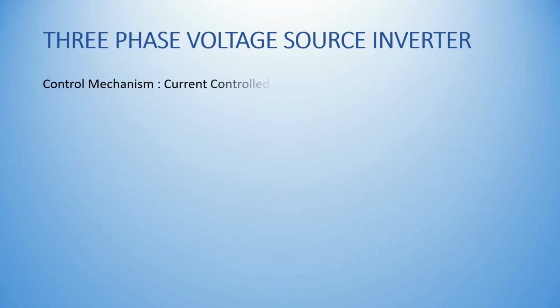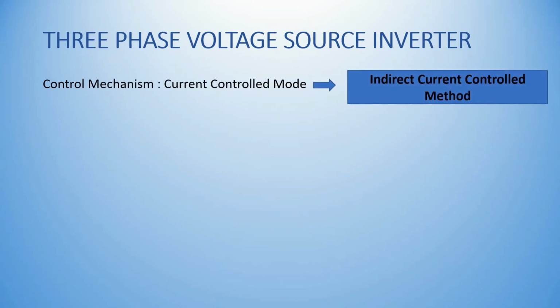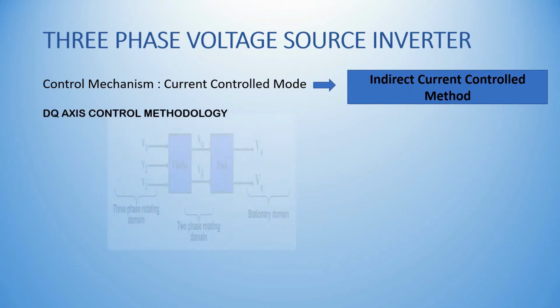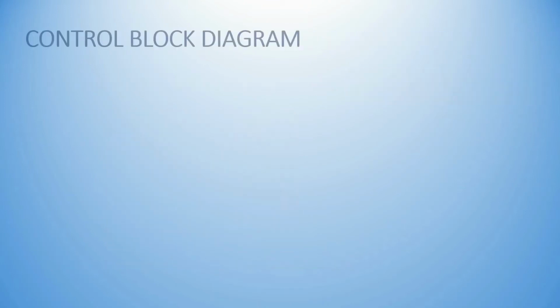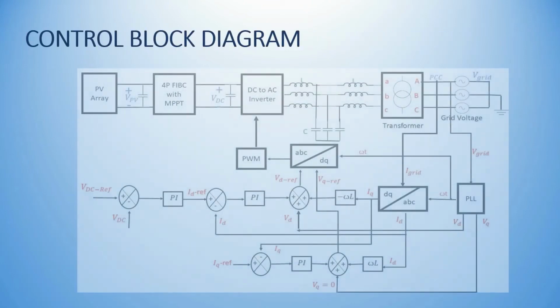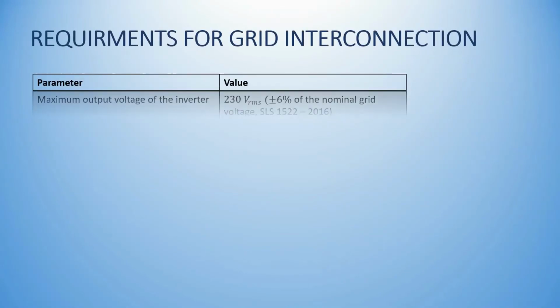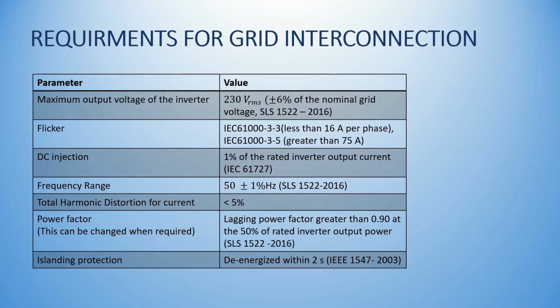To control the 3-phase VSI, the indirect current controlled method, a current controlled mode, is used. DQ transformation methodology is used to convert sinusoidal quantities into DC quantities. This is the overall control block diagram of the inverter. These are the requirements for grid interconnection according to the applicable standards.